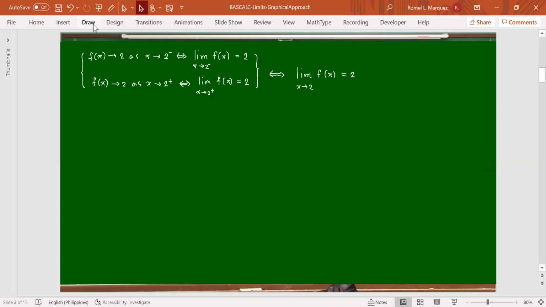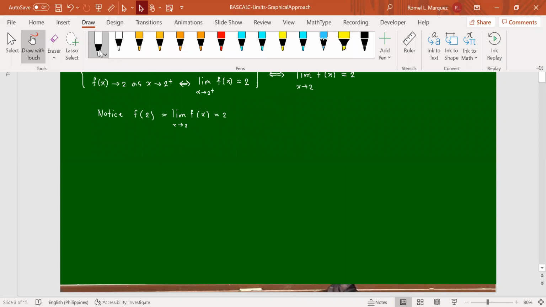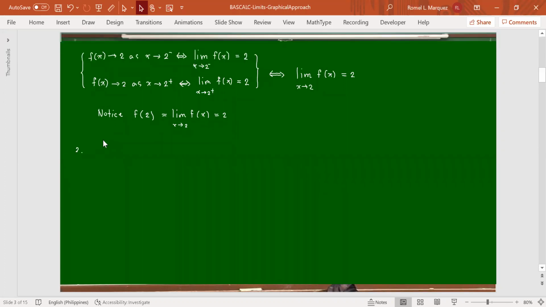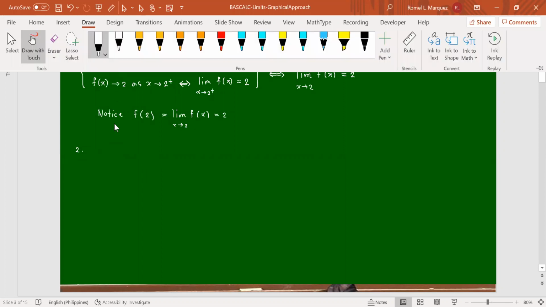Let's have another one. But you notice here, notice the function value is equal to the limit in this case. But let's see if that is always the case in the next example. Okay? Let's say I have another graph. I want you to understand limit in a concrete way, what it means by limit of a function. What is happening, no? So let's say I have this graph.